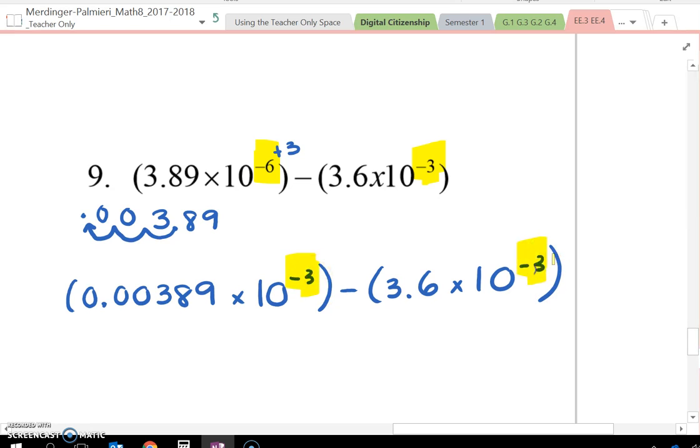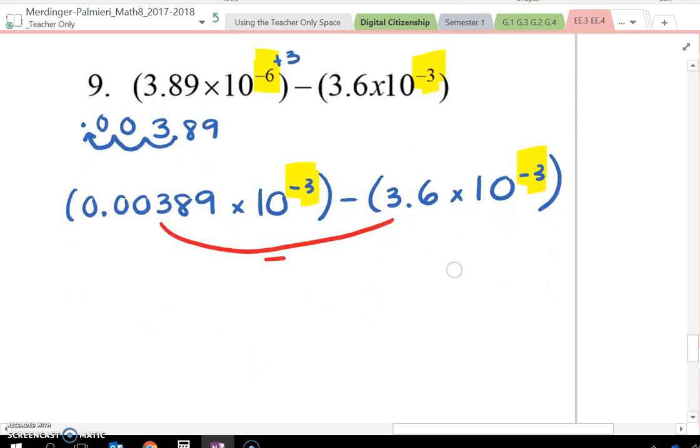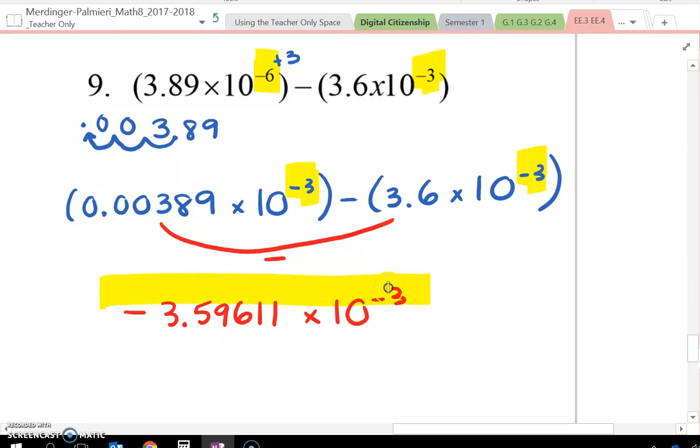So looking at my exponents, they are the same. We are going to take this very lengthy decimal and plug everything into the calculator. So 0.00389 minus 3.6, and I have a 3.59611. Make sure to write all of the digits within the decimal of your answer. Do not round. So this is times 10, and we have our exponent as a -3. So this is your final answer.